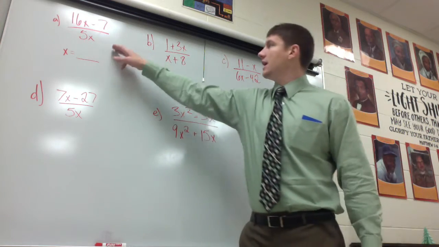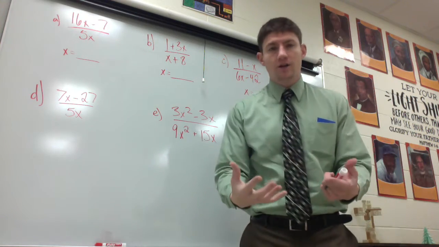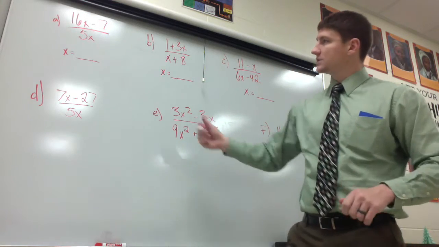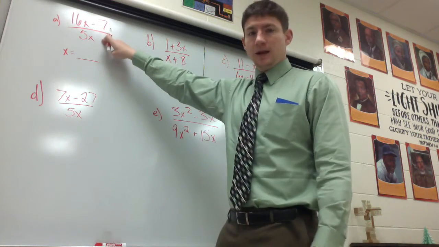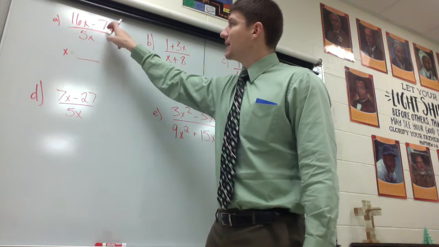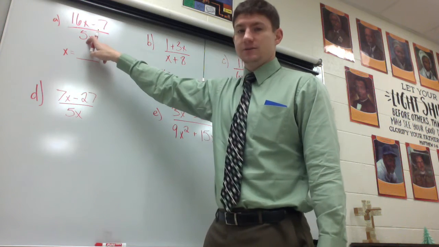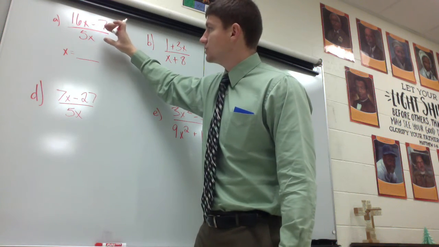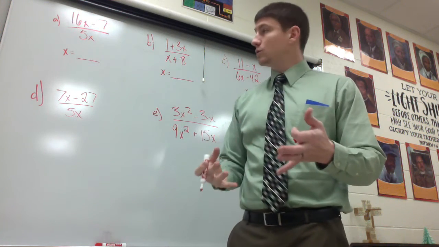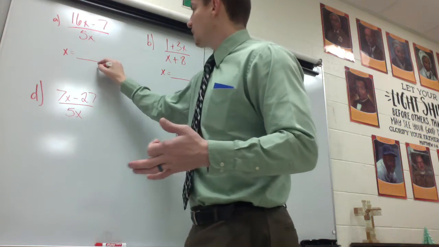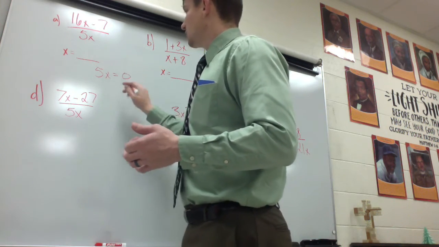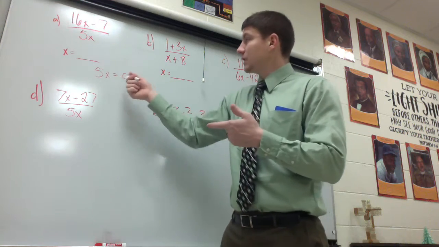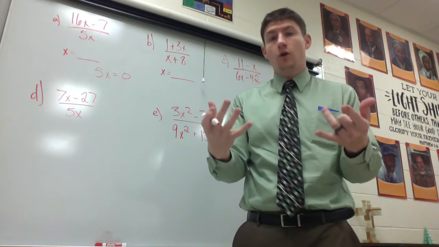In letters A, B, and C, it says find where this expression is undefined. So what I'm focusing on here is what's actually in the denominator. And in this example, you've got 16x minus 7 divided by 5x. What can x not equal to make this denominator overall 0? Well, in order to do this, what you want to actually do is write the expression so that it actually equals 0. So you say 5x is my denominator, I'm going to set that equal to 0, and I'm going to try and solve for x.